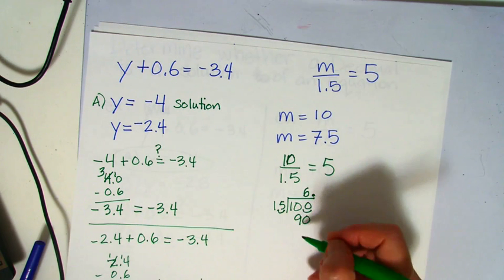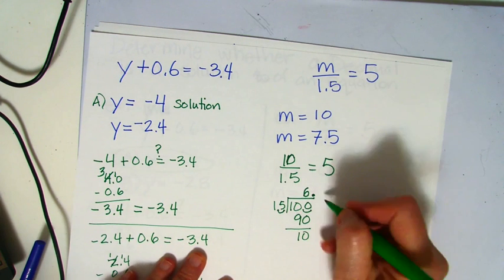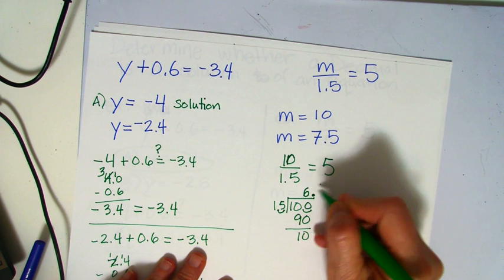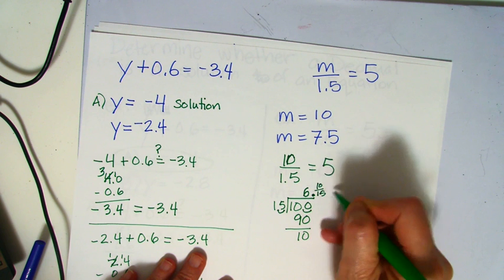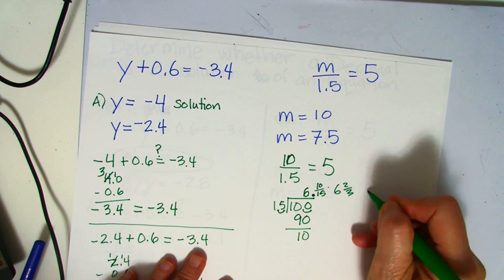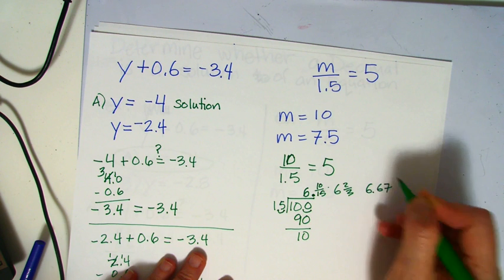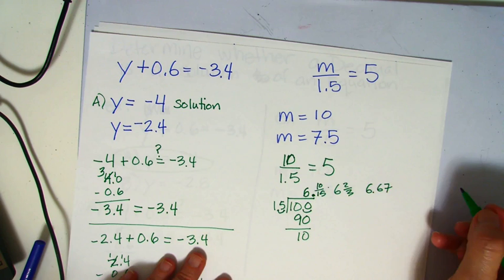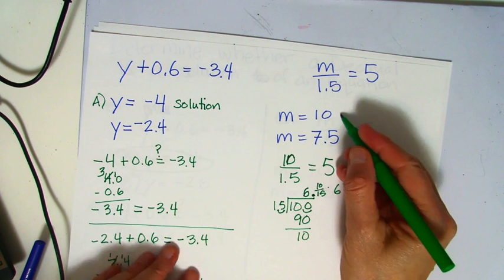And we're going to get 10 remaining. And we could write it as 10 fifteenths, or 2/3, 6 2/3, or we can write it as a decimal. It's going to become 6.67. It's a repeating decimal. That is not going to equal 5, so 10 is not the solution.